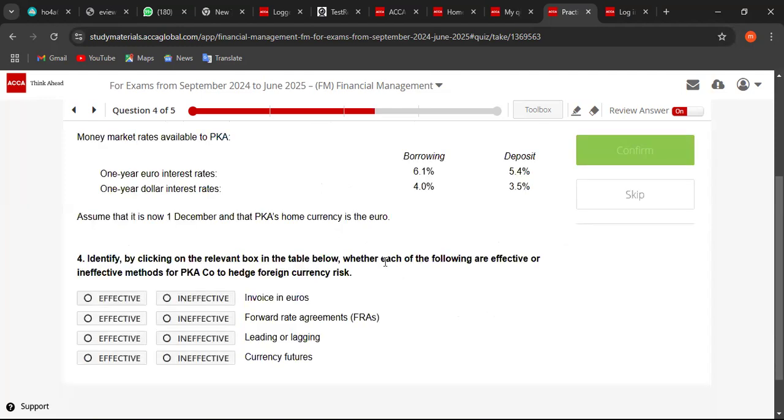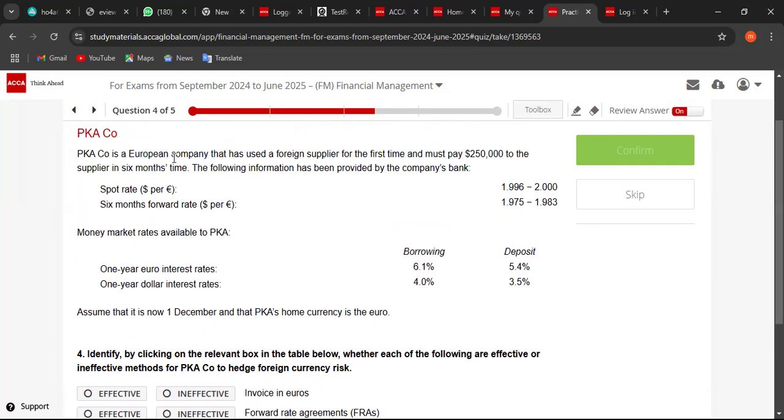Now see guys, the examiner is asking to identify by clicking on the relevant boxes in the table below whether each of the following are effective or ineffective methods for the company to hedge foreign currency risk. Meaning the company is exposed to some kind of foreign currency. So which methods will you use? Sorry, the company is not in Pakistan. Oh, the company is in Europe.